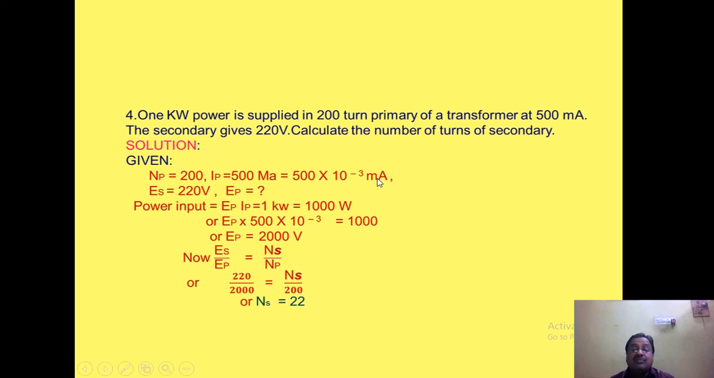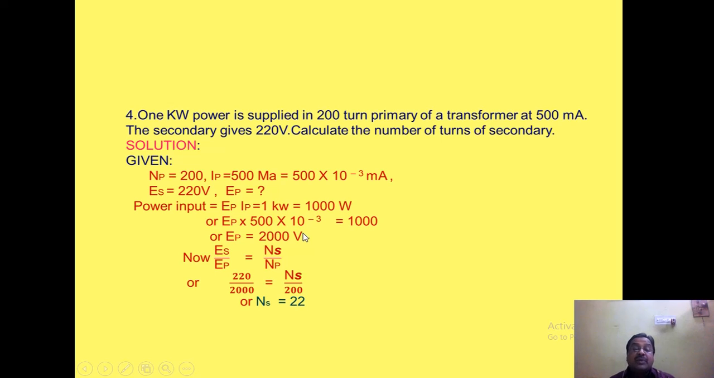Here you see again some mistake in the writing. It is not milliampere, it is ampere. The circuit one should be ampere and this one should be milliampere. ES is given to be 220 volt. EP is to be calculated, the potential developed, EMF induced across the primary. And we know that input power is EP into IP. It is 1 kilowatt, meaning 1000 watt. Put IP here, 500 into 10 to the power minus 3. So EP into 500 into 10 to the power minus 3 equals 1000. Solve this equation. It will give EP as 2000 volt.